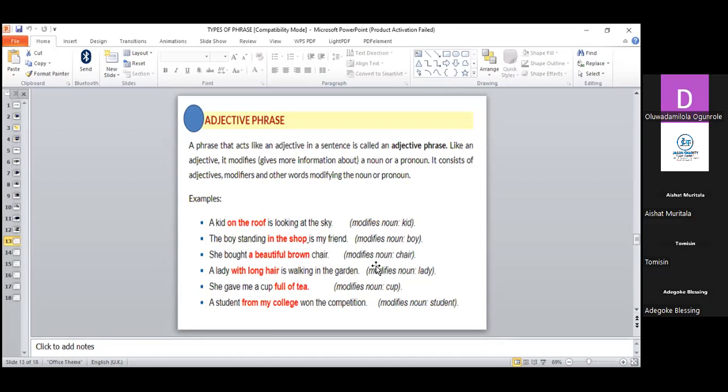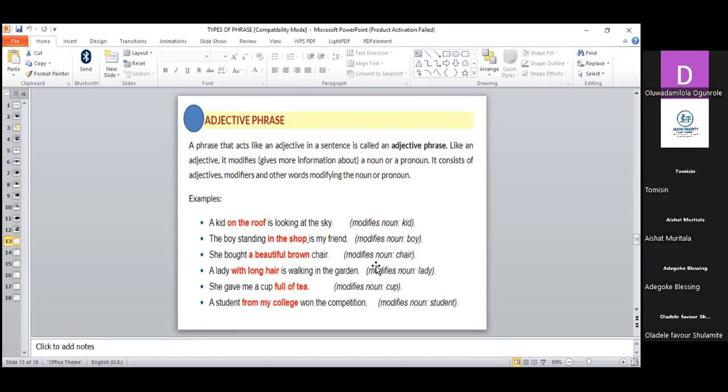She might have gotten maybe a plastic chair. She might have gotten an ugly chair. She might have gotten a bad chair. But here we are giving us a clear description, a better description, a clearer picture of the kind of chair she has gotten. And then it's from there we are able to say she bought a beautiful brown chair. So this a beautiful brown expression is modifying the object chair.